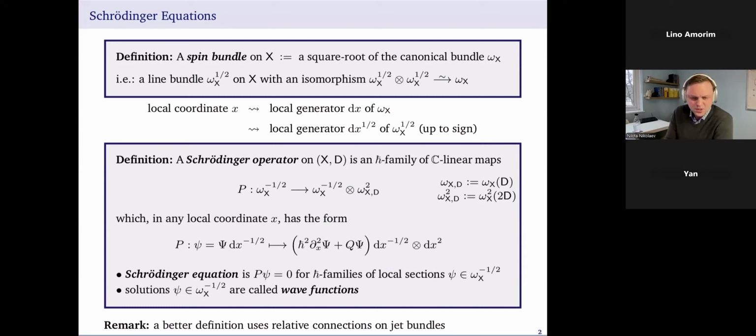So then a Schrödinger equation on a marked curve is an equation where I'm searching for H-bar families of local sections of this spin bundle. And so these local sections of the spin bundle which satisfy a Schrödinger equation are wave functions, global wave functions.